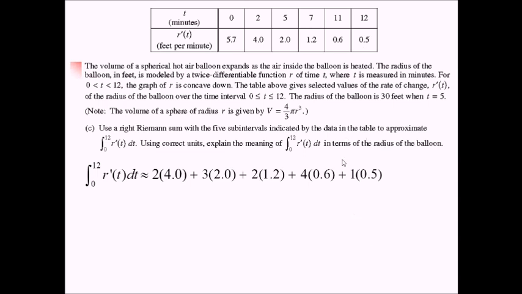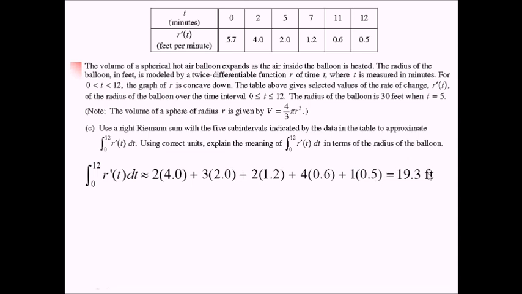Now, this was a no calculator question, so if you wanted to get a single number of this, you needed to do it by hand. So we've got 8 plus 6, that's 14, plus 2.4, that's going to be 16.4, plus another 2.4, that's going to be 18.8, plus 0.5 is going to be 19.3.